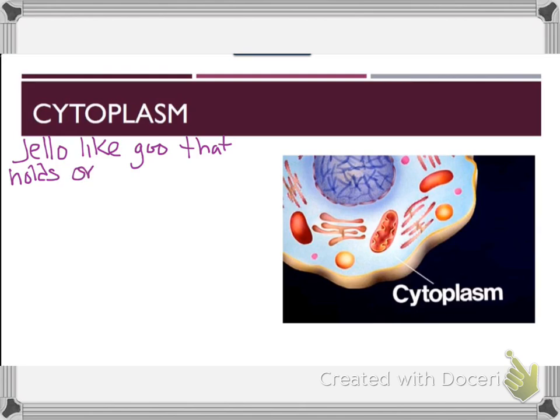Cytoplasm. Cytoplasm is the jello-like goo that holds organelles in place. So pretty much it's all of the background of the cell, all the light blue stuff. And the organelles sit in there and are held in place by that.